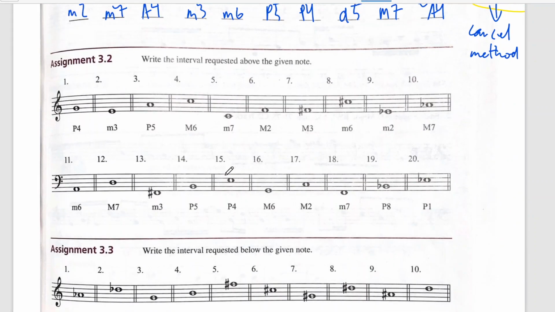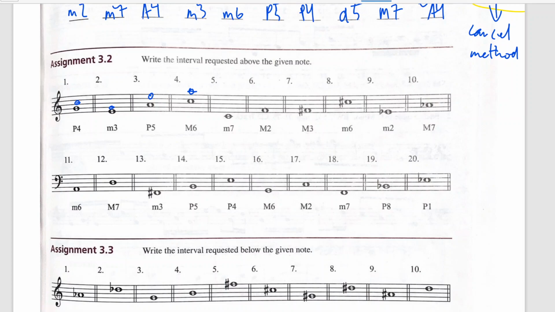Write the indicated interval above the given note. P4 is going to be this. That was kind of bad, but I'll erase it. P4, G major, yep, minor third, perfect fifth. I'm speedrunning through all of these. Major 6. So we're in the key of C major. So as long as we have that, it looks like a B. As long as we have this here, as long as we have an A there, it should be good. Minor 7. C minor has B flat. Major second. Boom. Major third.